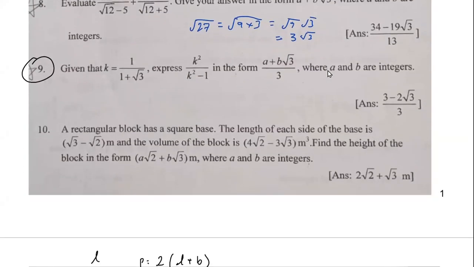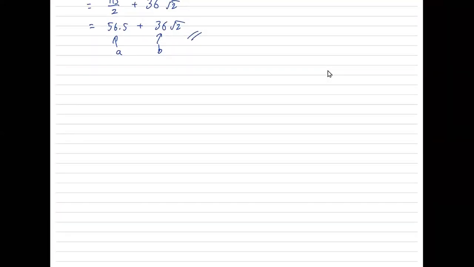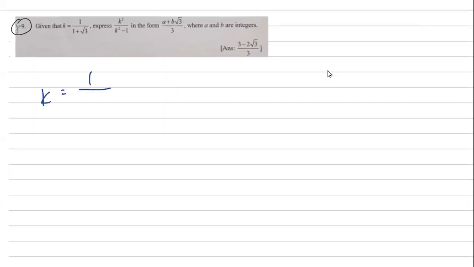Question 9. Okay, this one I'll go through. Let's go through this one. You start a new page. Paste here. This is question 9. Let's begin. So question 9, we have k equals 1 over 1 plus square root 3. We also want to express k squared over k squared minus 1 in the form of a plus b root 3 over 3. How will we do that?